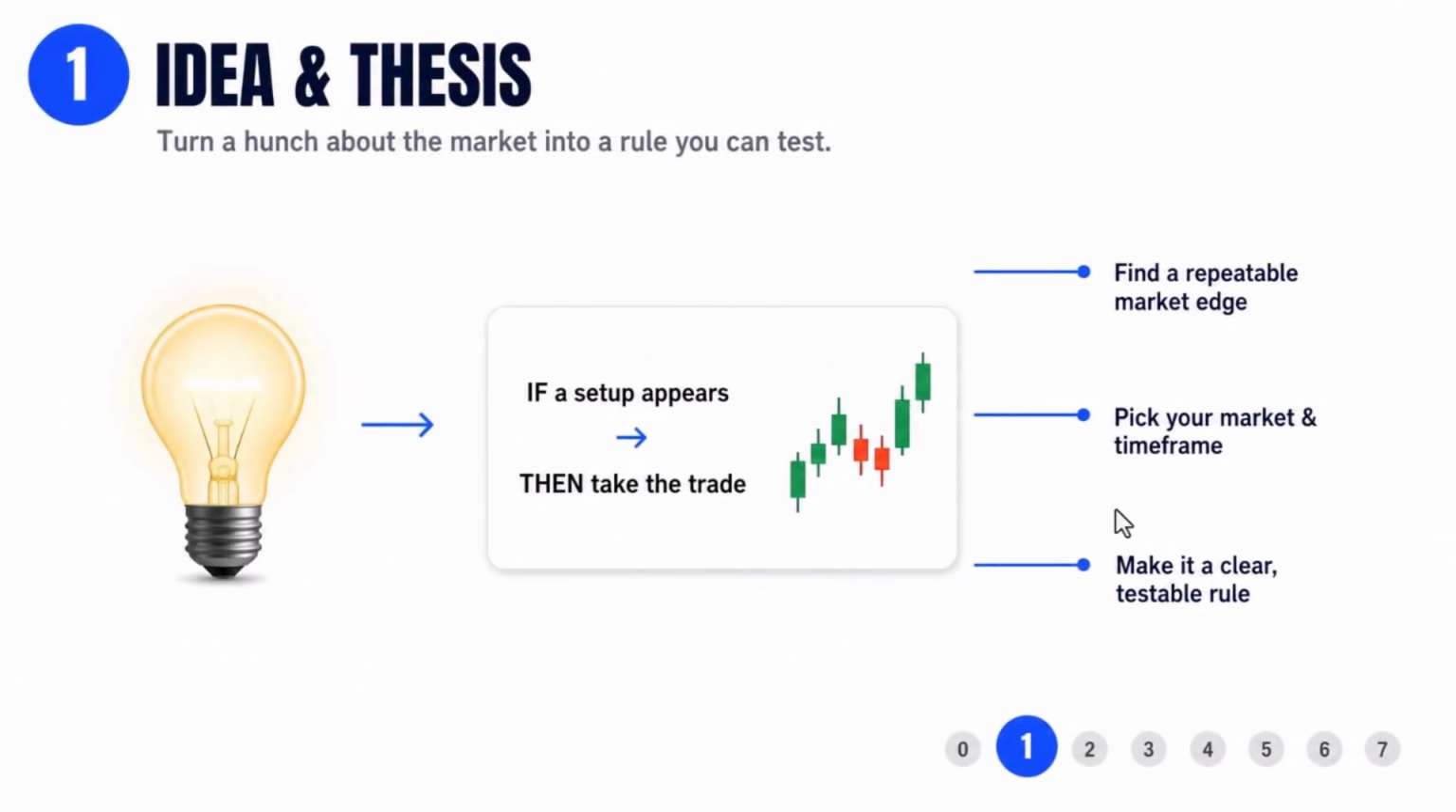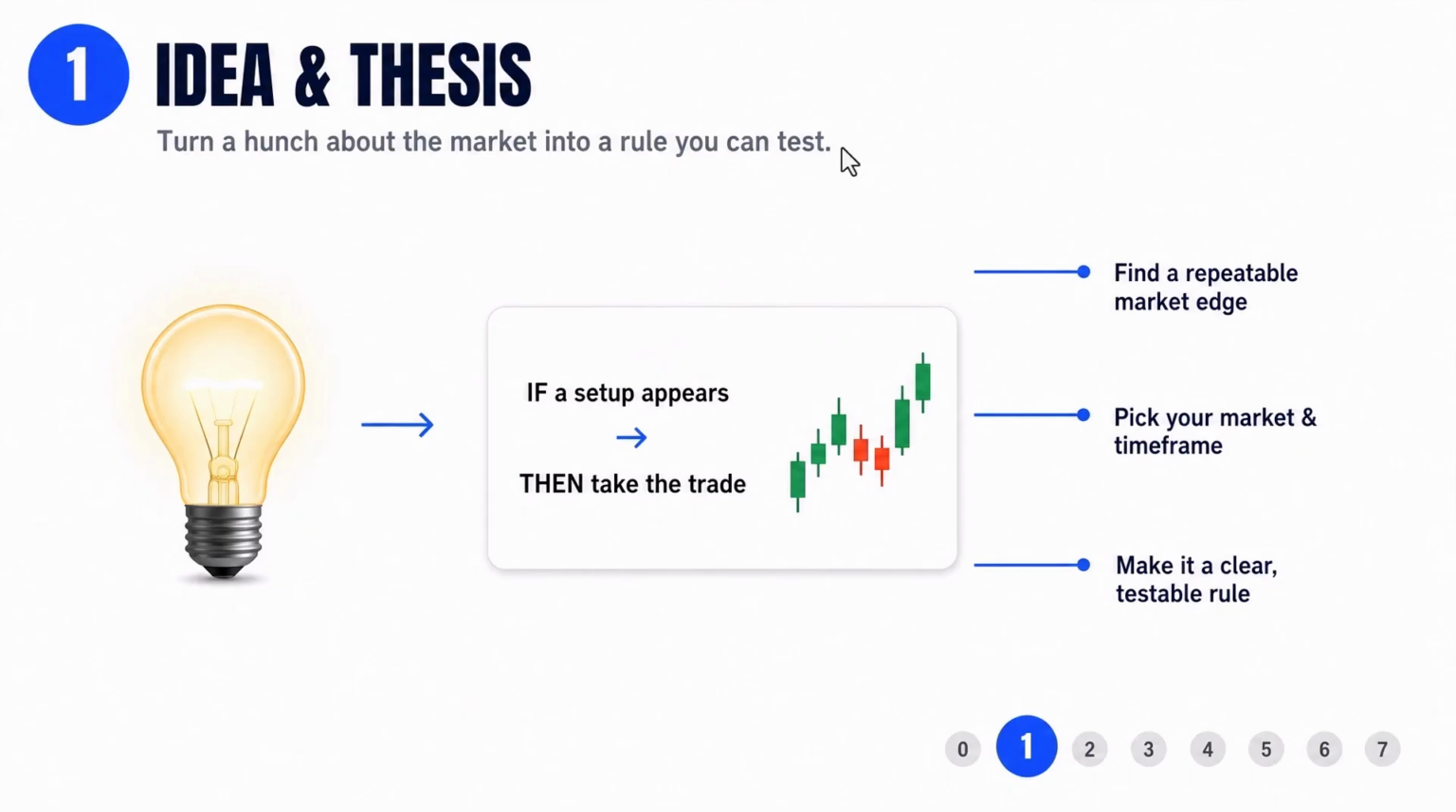Phase 1 is idea and thesis. This is the interesting and fun part, and we're going to spend a lot of time in this particular phase. Notice we still don't just ask for a profitable trading strategy. Instead, we form a hypothesis, a clear bet about how the market behaves. So an idea. We're not sure if it works or not. That's why we're going to run it through all the phases and see if it qualifies.